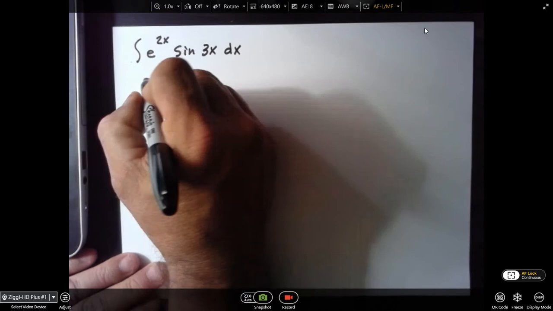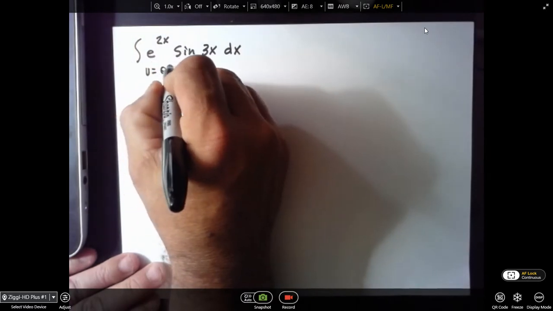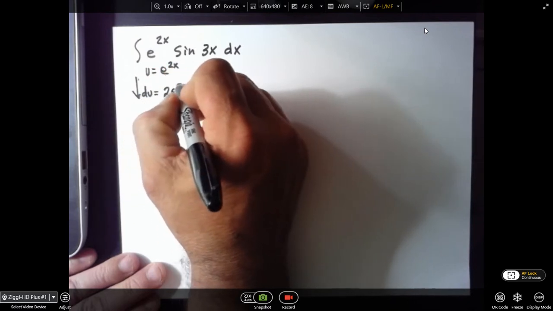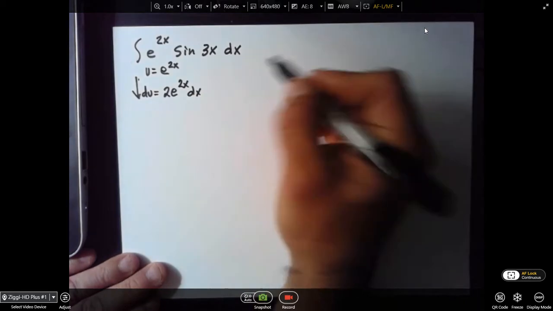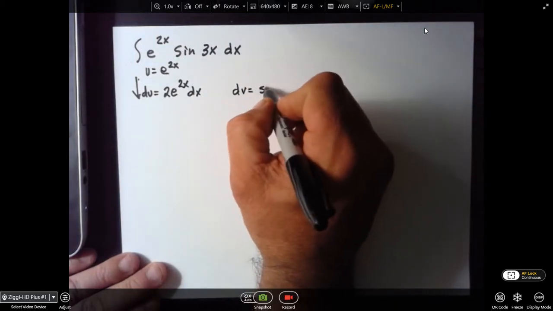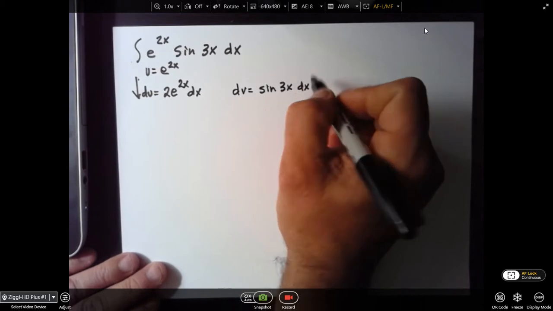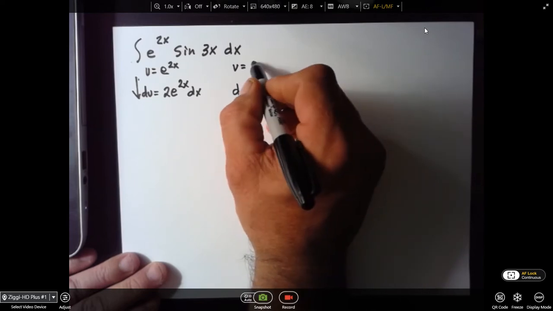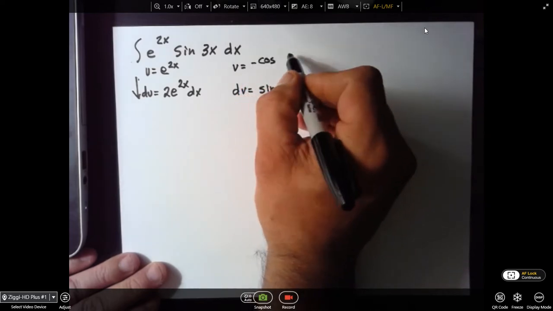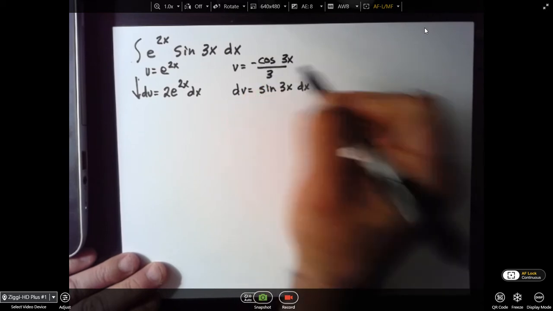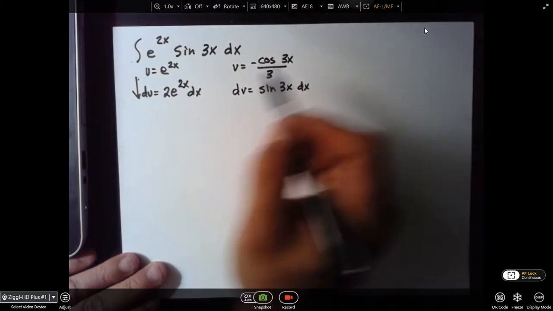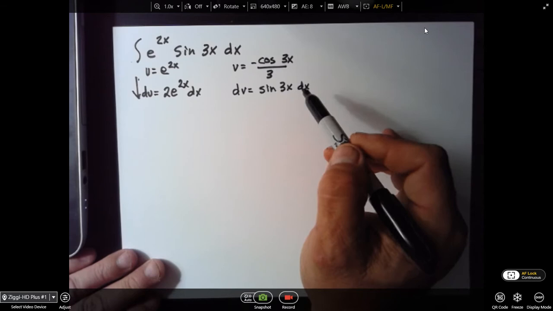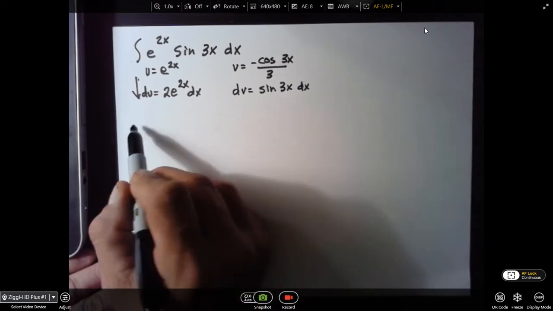Okay. u is equal to e to the 2x. du is equal to 2e to the 2x dx. dv is equal to the sine of 3x dx. v is equal to negative cosine of 3x over 3. So ultraviolet minus voodoo. I'm going to write it over here because this is the problem that we did in class where you actually have to algebraically solve.